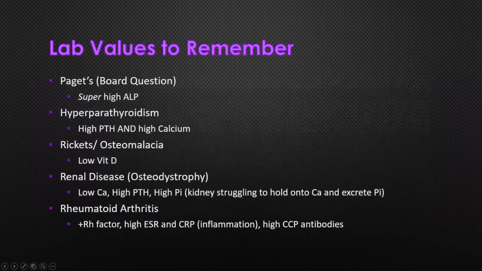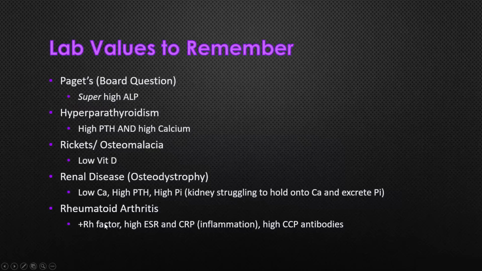The rest probably not too important. Oh, what about Paget's? Good board question. Super high, very high number ALP. Everything else relatively normal, that's your Paget's. High both of these, that's your hyperparathyroidism. Yeah, maybe you need to look at those other ones as well for rickets osteomalacia. Just talked about this, all these as well.